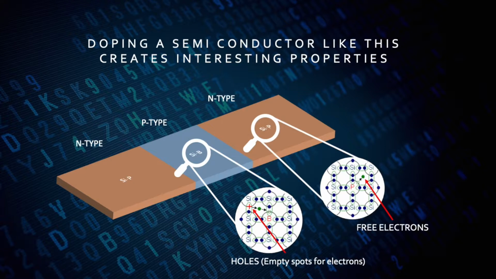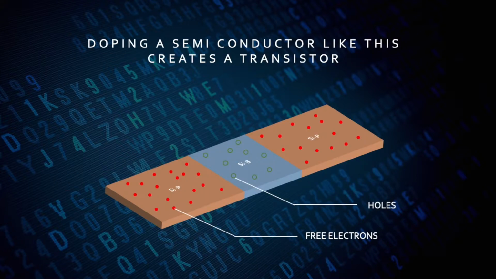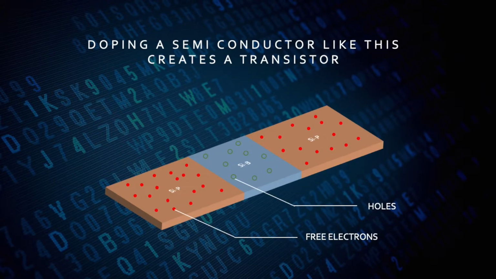And so if we have a silicon semiconductor doped in the following manner, we have created a transistor. Specifically in this case, we've created an NPN transistor. Now, there are multiple types of other transistors that are doped in different ways, but at the end of the day, they all perform and behave in the same way.